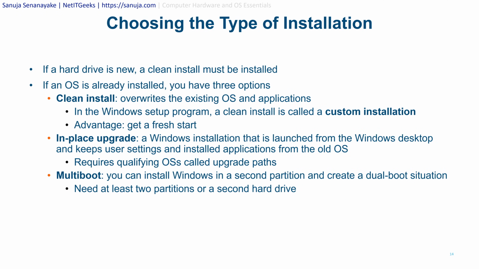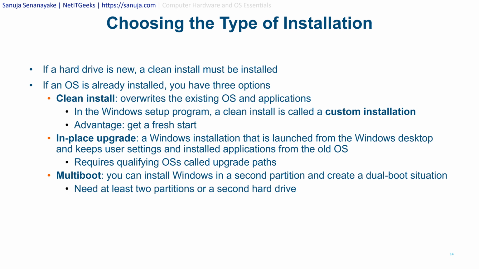Choosing the type of installation. If a hard drive is new, a clean install must be performed because there are no operating systems or partitions created on it. If an operating system is already installed, you have three options: the clean install, in-place upgrade, or multi-boot. The clean install overwrites the existing operating system and applications. In the Windows setup program, a clean install is called a custom installation.